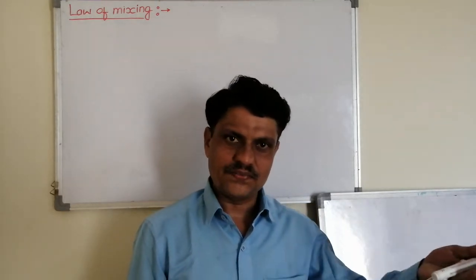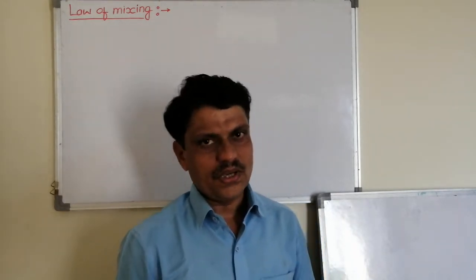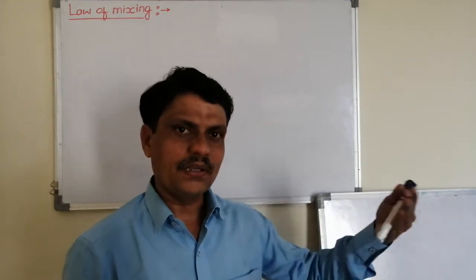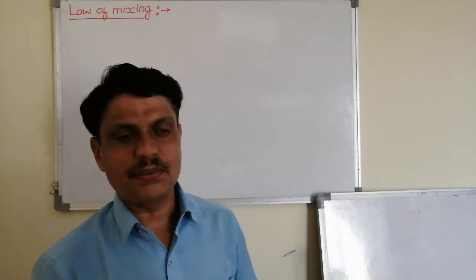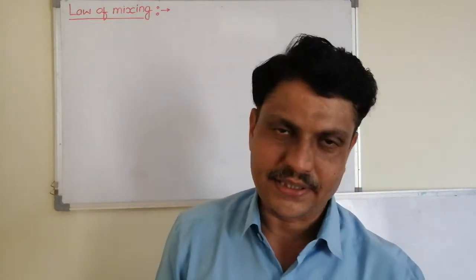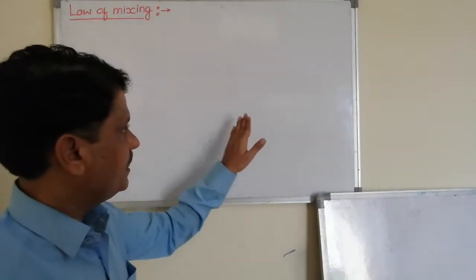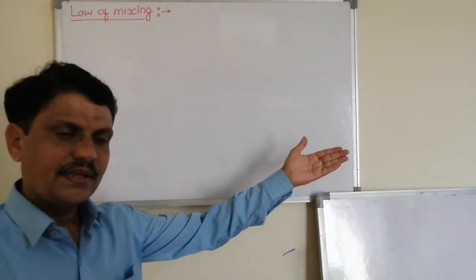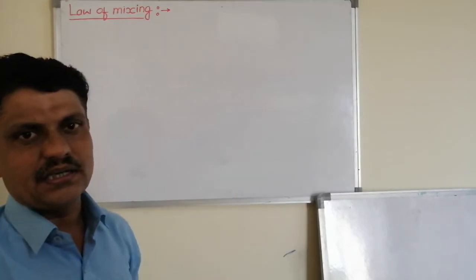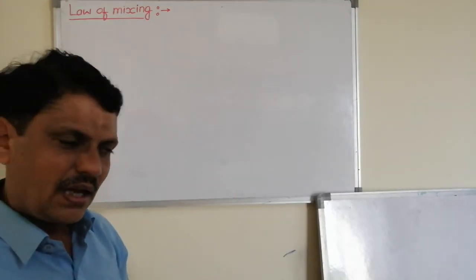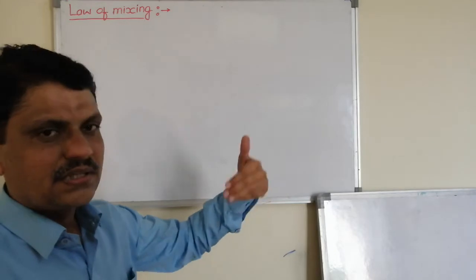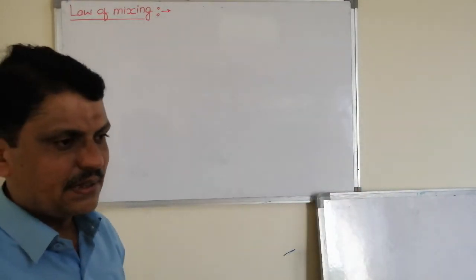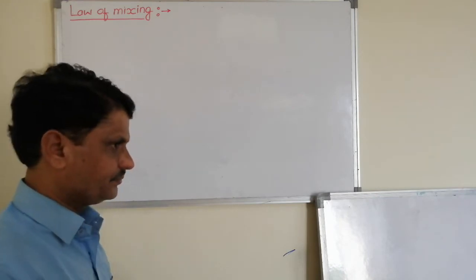In the last video, we discussed problems on the principle of calorimetry, the simple problems on calorimetry. That is, heat lost by one body is equal to heat gained by another body. Today we will extend to some more problems on the same principle of calorimetry.